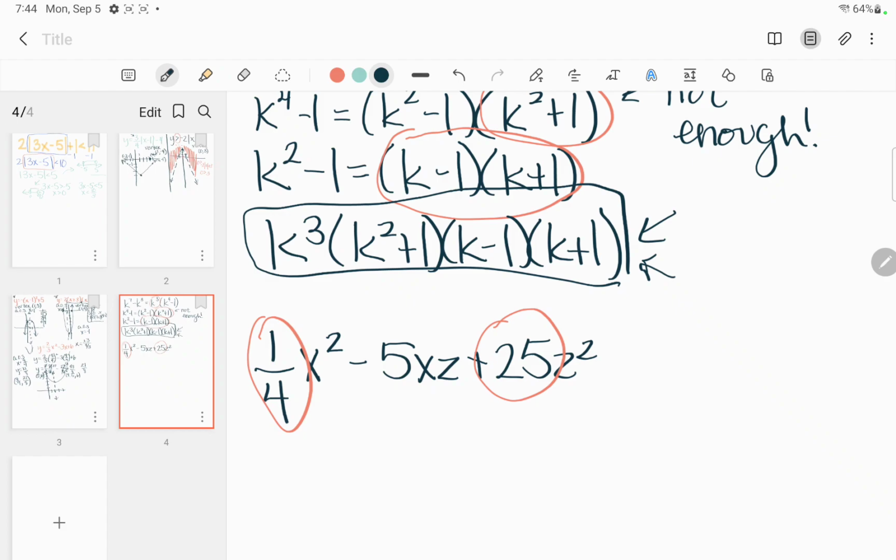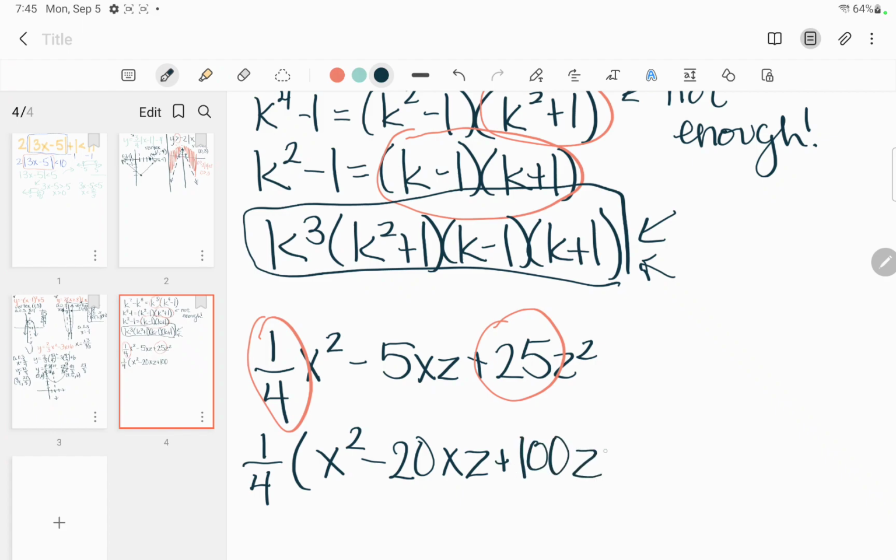Again, the other one I would still consider to be fully factored. If you factor out the 1/4, however, you are going to get x squared minus 20, because dividing by 1/4 is the same as multiplying by 4, plus 100 z squared. And then it may be a little bit easier, because we do have those integer coefficients, to see that this is a perfect square trinomial.